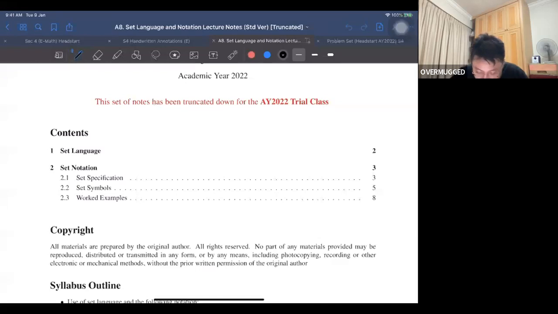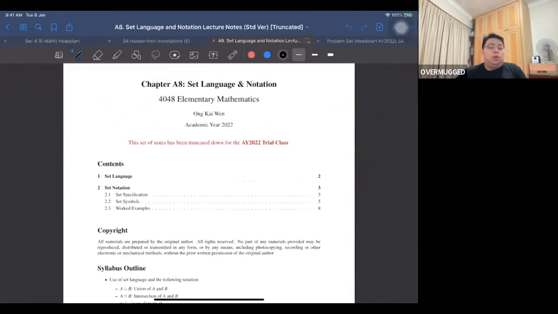Okay. Now, let's talk about set language and notation. This topic here is, in my personal opinion, really easy, because there's nothing much to this chapter, to be very honest. The most difficult part of this chapter will be the Venn diagram shading, which is section 3. But the beginning section about understanding the language and the notations itself, honestly, is not difficult.